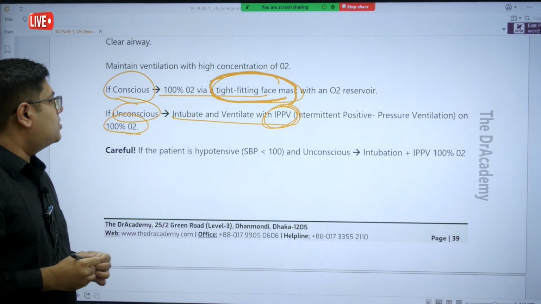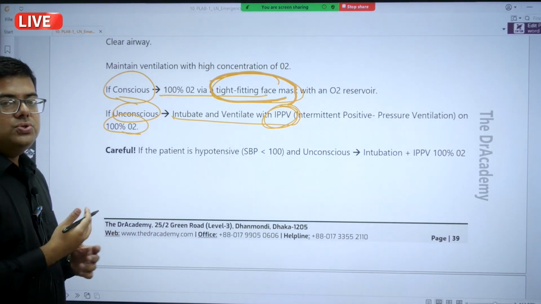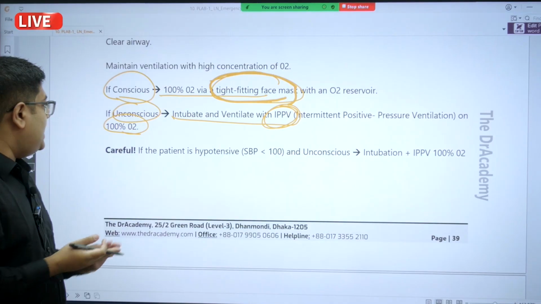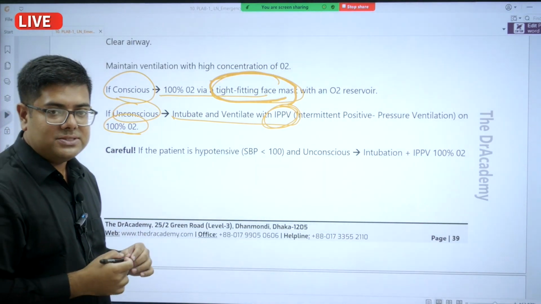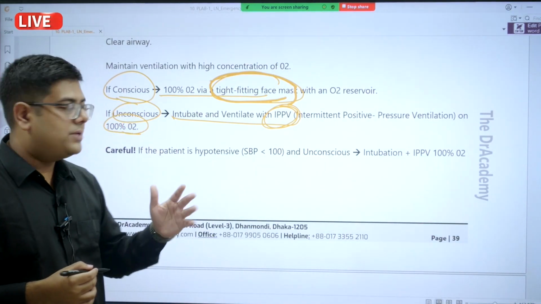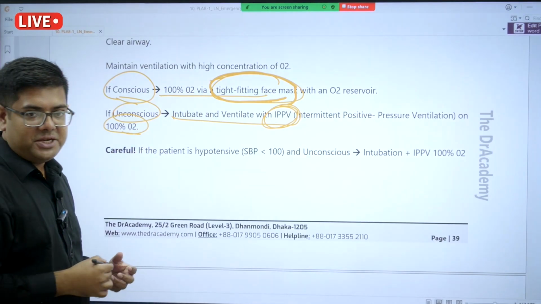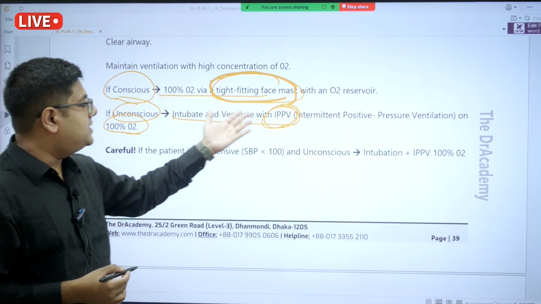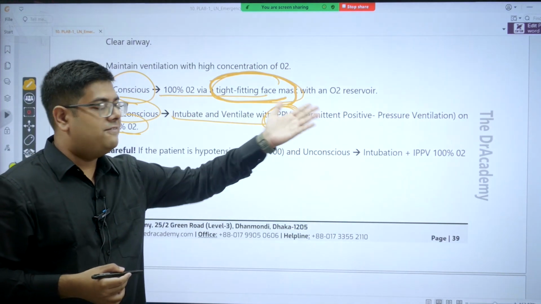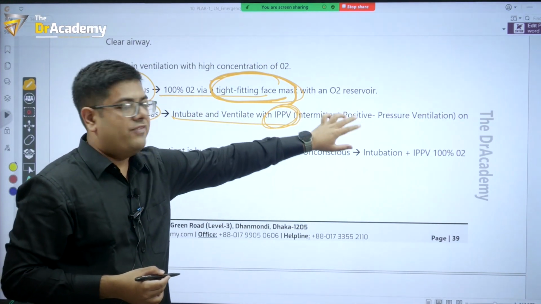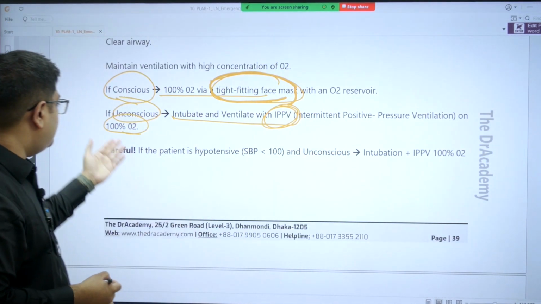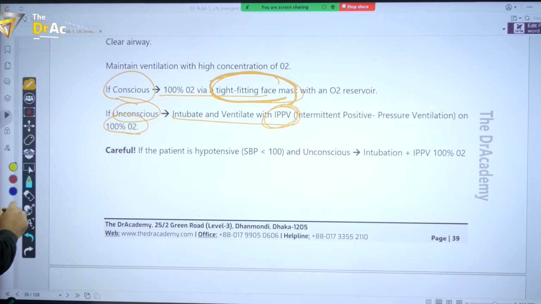All right. So remember, it has two different managements. If conscious, 100% oxygen by face mask. If unconscious, you cannot give 100% oxygen by face mask. You have to intubate. We know that any unconscious patient, we have to intubate eventually. So intubate and ventilate with what? IPPV. This is a sort of ventilation system which we usually provide in ICUs, with 100% oxygen.